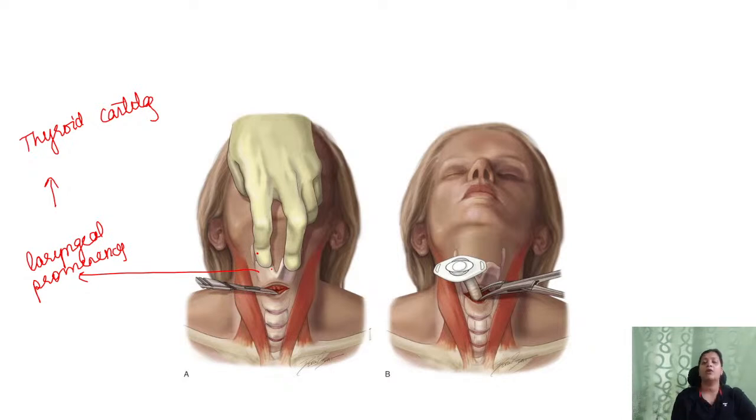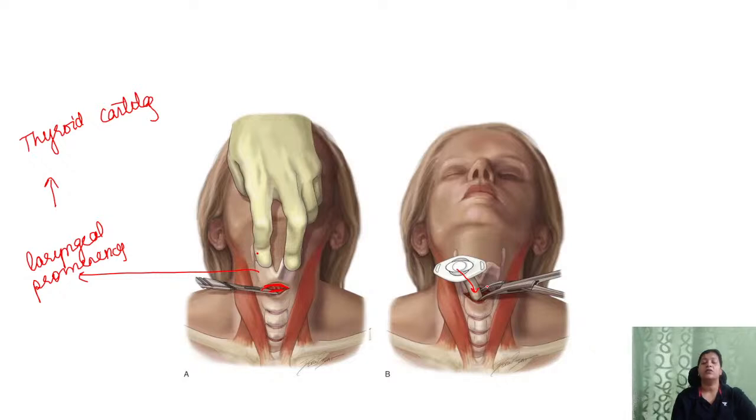The lower border of the thyroid cartilage, you will feel it. Just go below the lower border of the thyroid cartilage and give a stab incision. You are into the airway. Once you are into the airway, you will insert the mini tracheostomy tube, which is why you choose to do a cricothyrotomy.